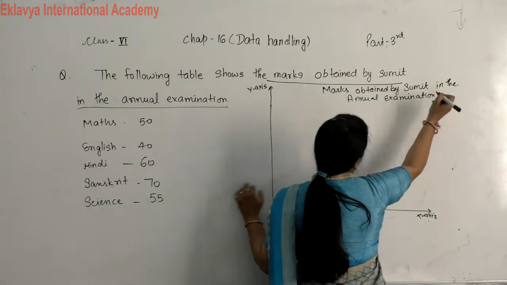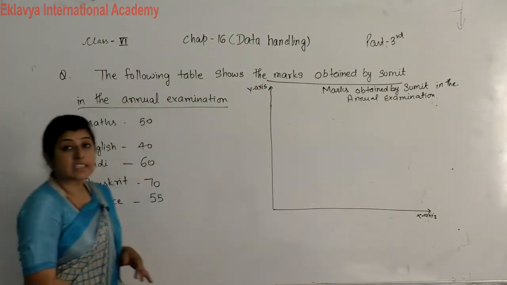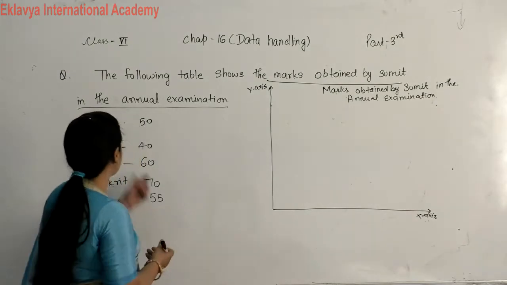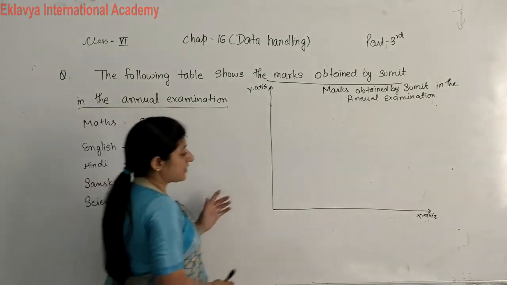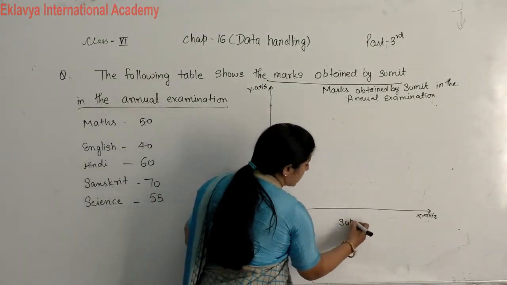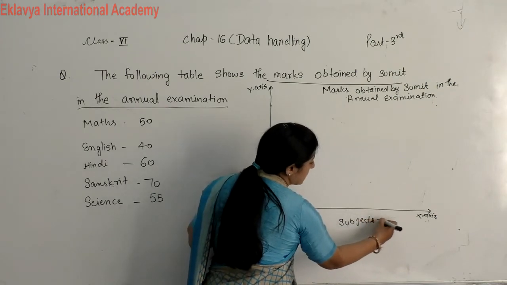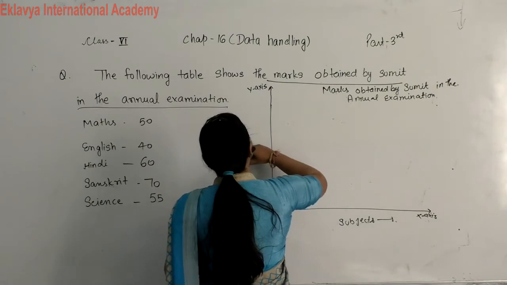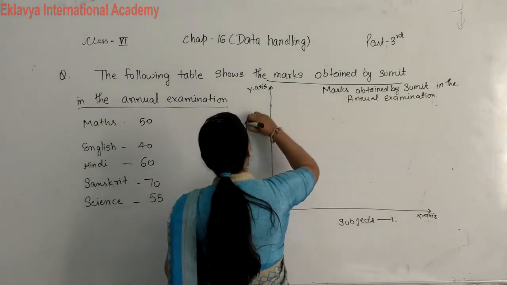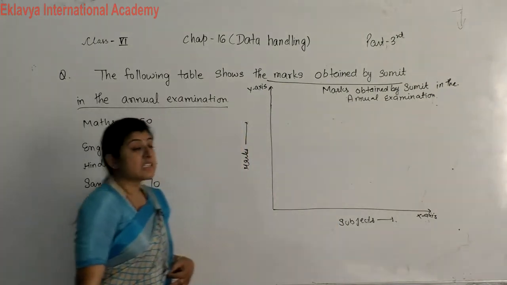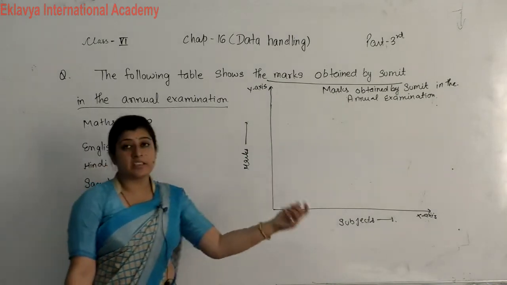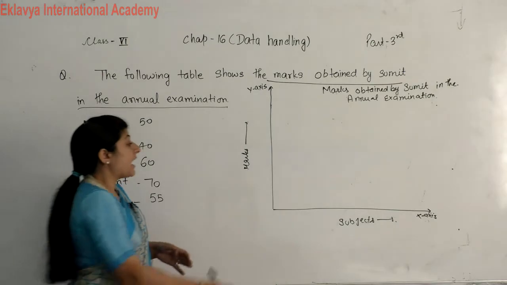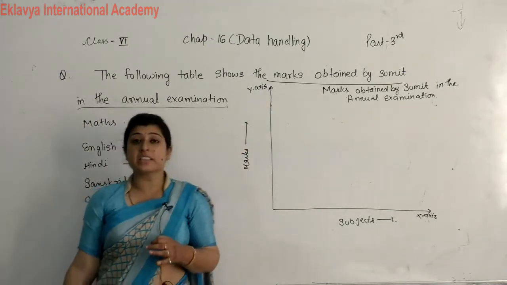Now the second thing: decide what you want to represent on the x-axis and on the y-axis. There are subjects, so on the x-axis I want to represent the names of subjects, like Hindi, Sanskrit, English, science, and on the y-axis I want to represent marks. For marks, we have to take a proper scale.